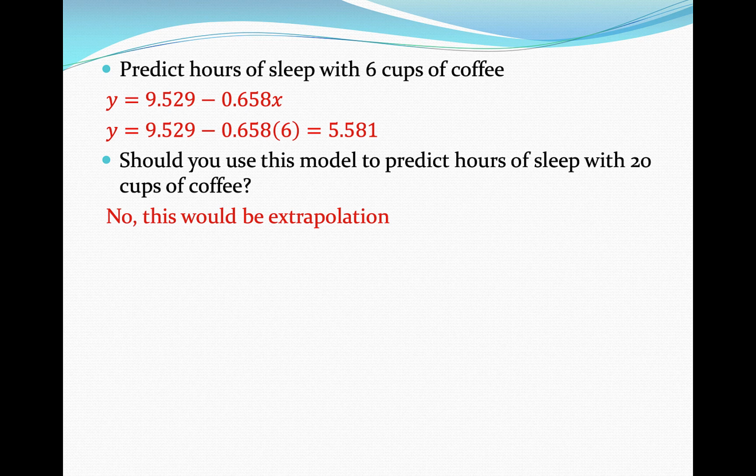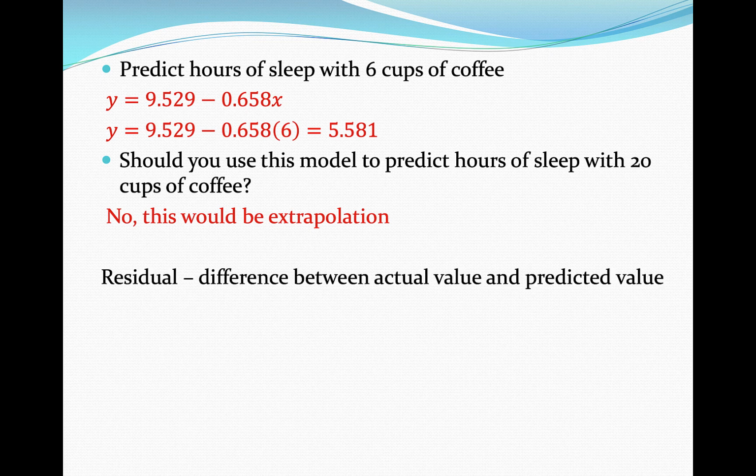The reason why that happens is because this model only works between 1 and 10, which is the range of our data. So it only works if we do what we call interpolation, which is what regression is designed for. It's designed to predict within the range of our original data, not to extrapolate outside of that range.